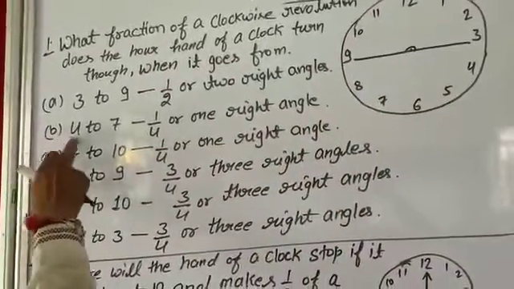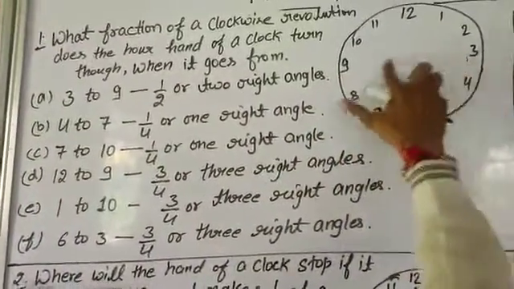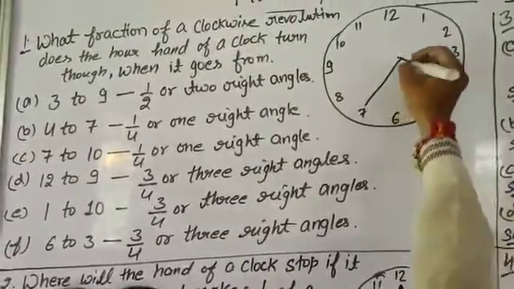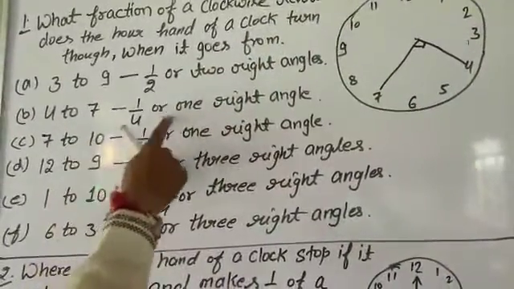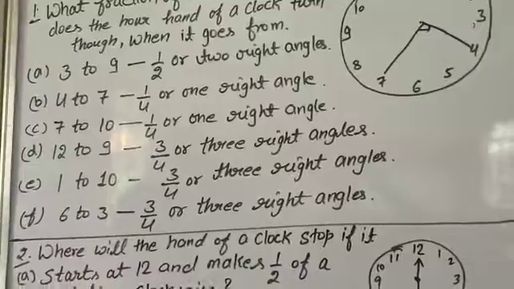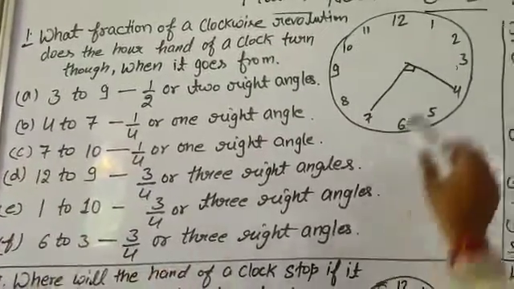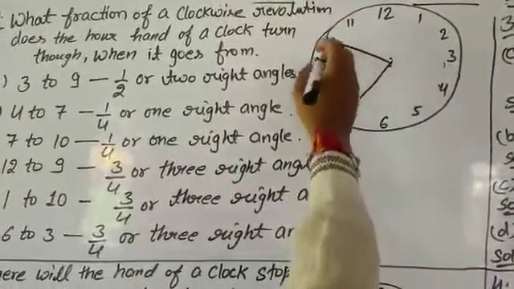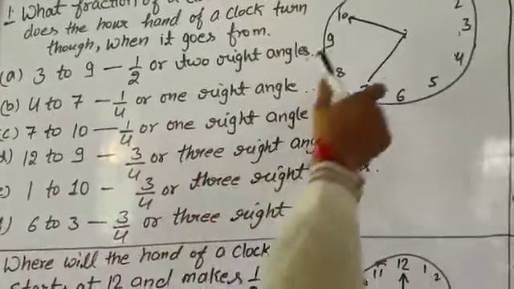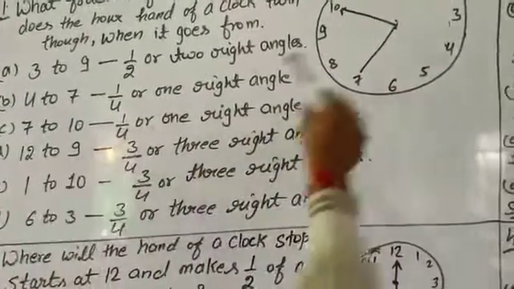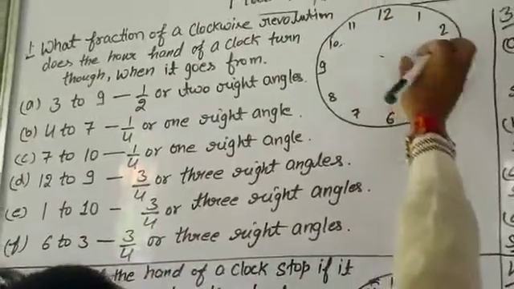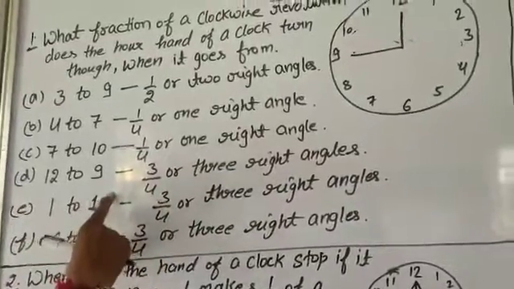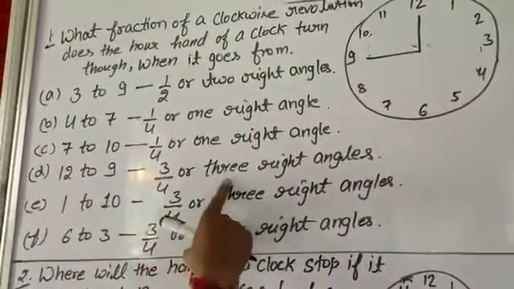Now the second part, 4 to 7. So 4 to 7, 1 2 3, that is 90 degrees, that is 1/4, or 1 right angle. Now part C, 7 to 10. Again 1 2 3, so 1/4, or 1 right angle. Now part D, 12 to 9. 12 to 9 is 3 right angles, so 3/4 or 3 right angles.